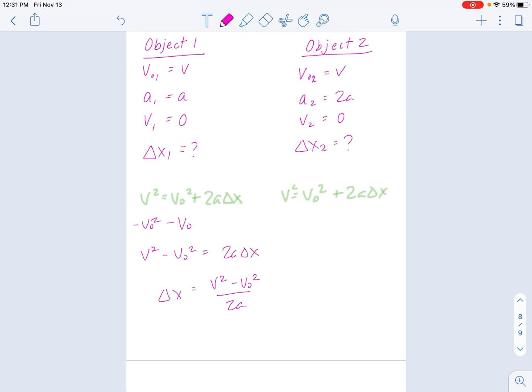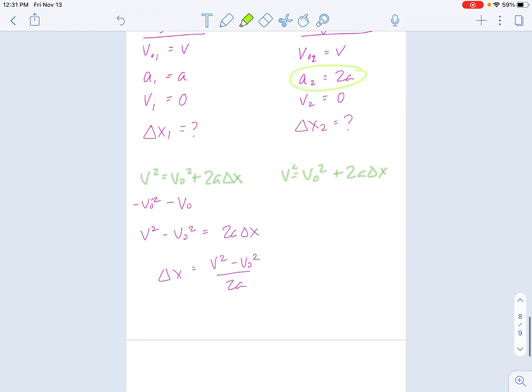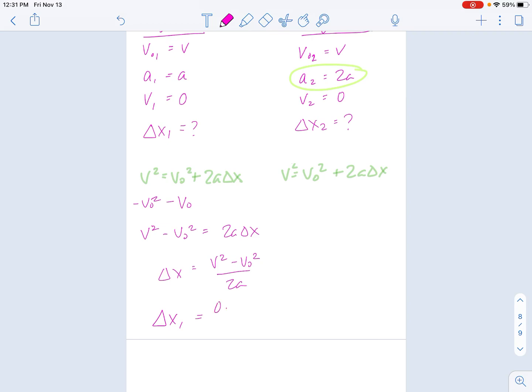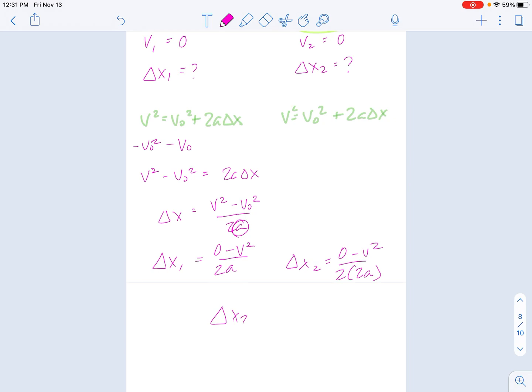Maybe you can start to see what's going to happen here. The thing that's different is I'm going to divide by 2a, which means the stopping distance is going to be half. But I'll continue here. My stopping distance of object 1 is going to be 0 squared minus v squared over 2a. And my second object is going to be 0 minus v squared over 2 times 2a. So I had to plug in 2a for a. So my second displacement is half my first displacement.